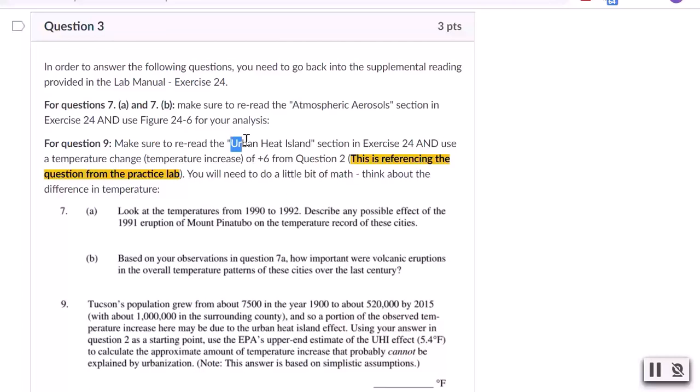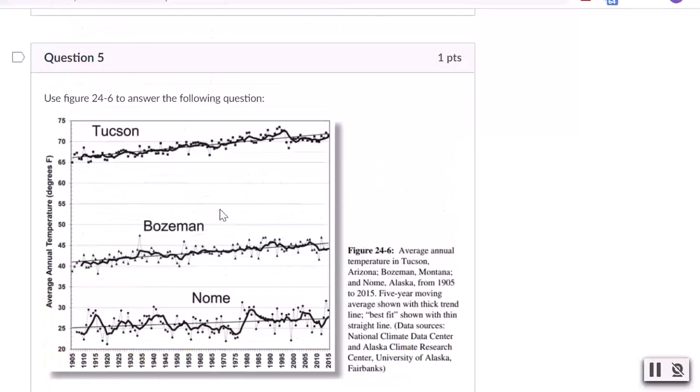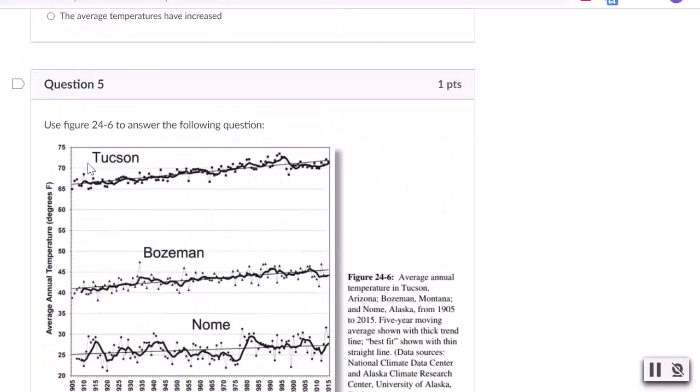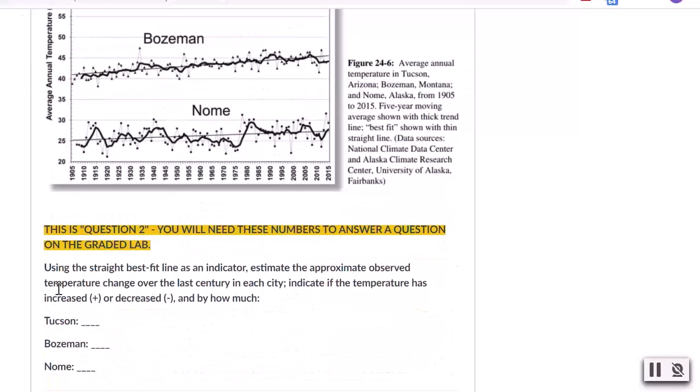But most importantly, you have to read the heat island section and you have to be referring back to that in order to do a little bit of math. So keep that in mind. I would also recommend that as you are working with your lab manual, write the answers into the lab manual so that you can always refer back to them rather than just answering questions through the learning management system. So again, keep in mind that when you get to question 5 in the practice exercise, keep those numbers handy because you will need them in the graded lab.